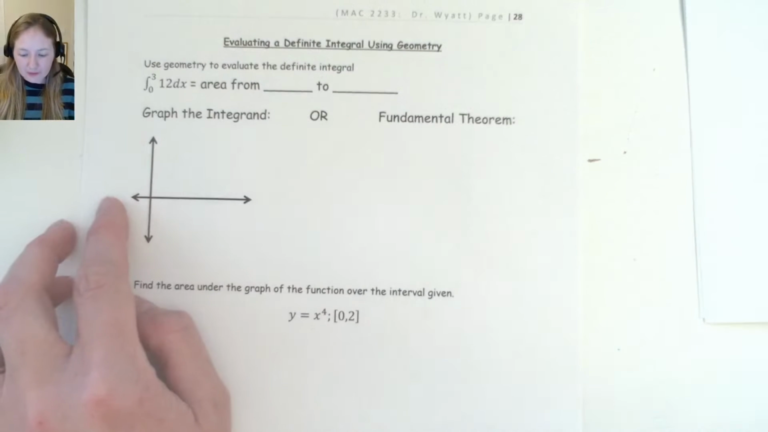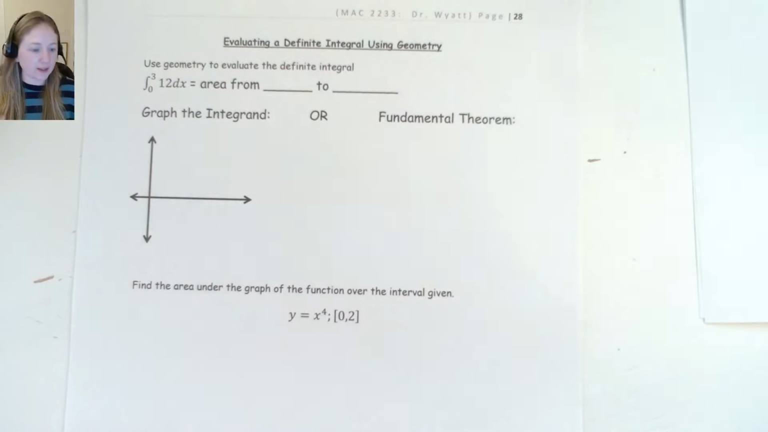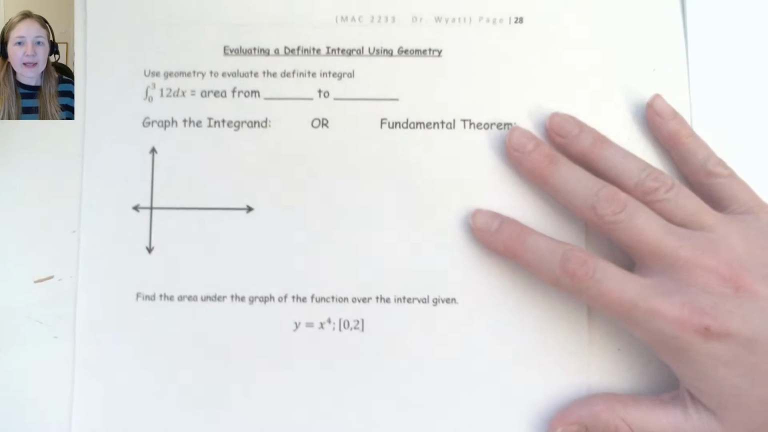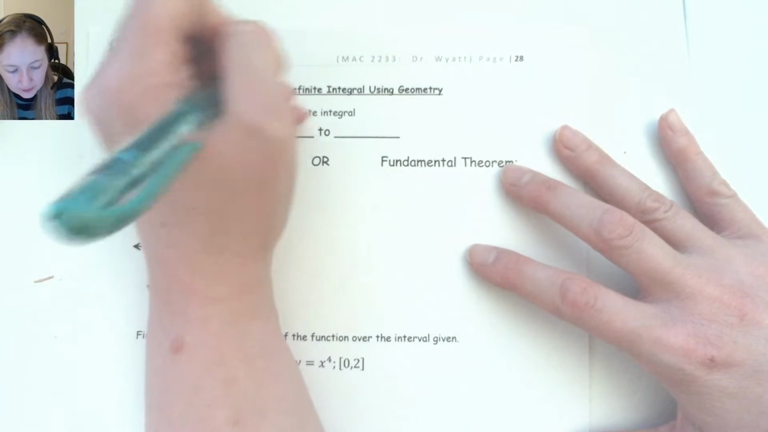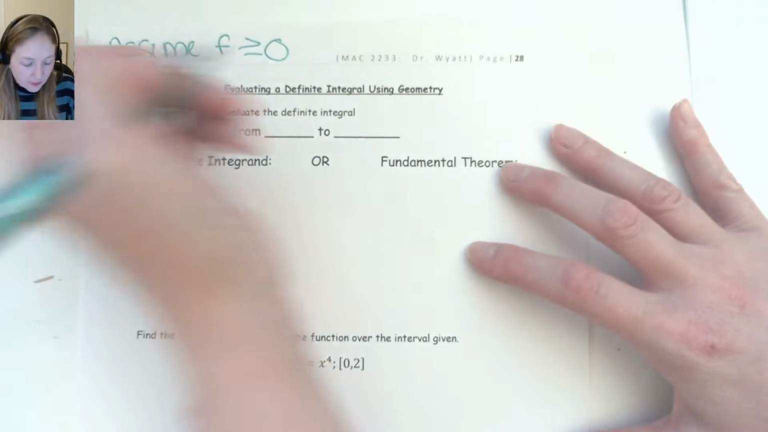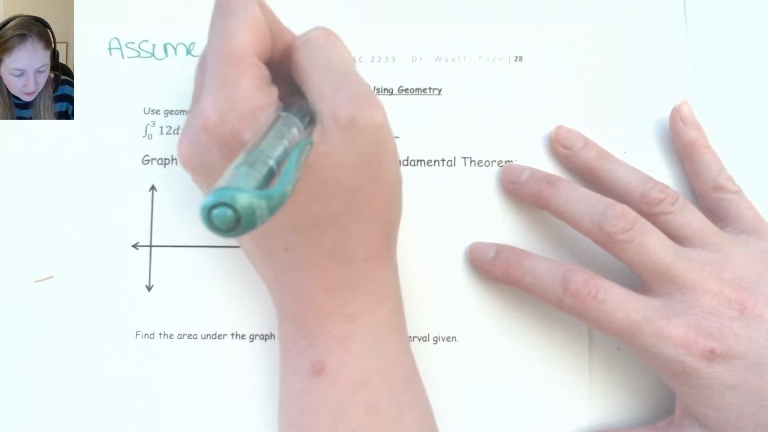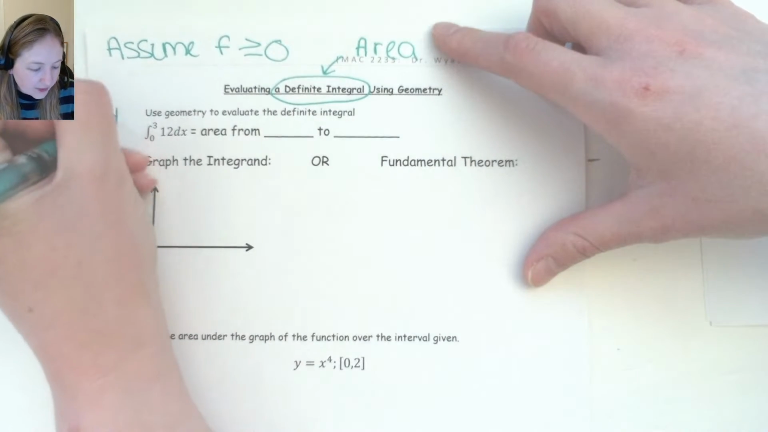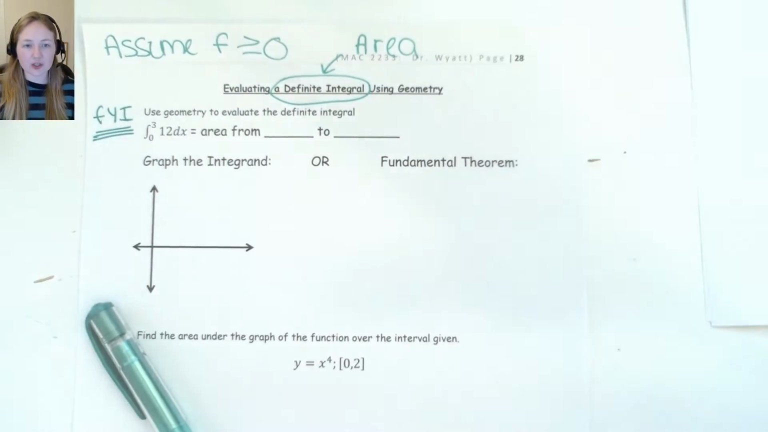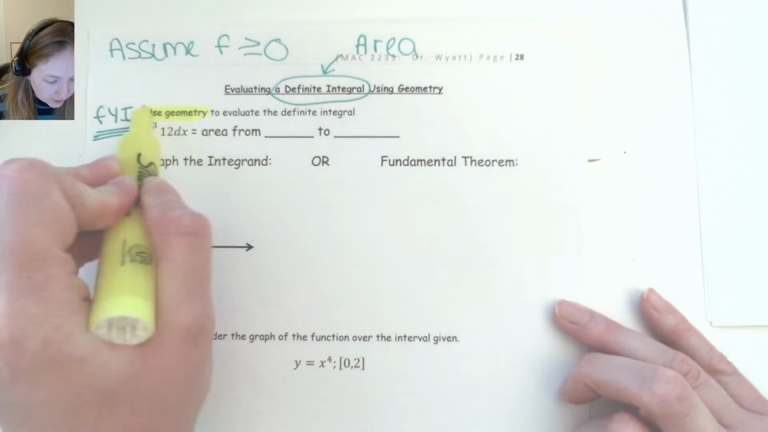All right, so remember that the definite integral represents the net area under the curve. In this class, we are assuming that these functions are always greater than or equal to 0. And so if you make that assumption, then this definite integral represents the area under the curve. Now, this is totally a for your information. You're not going to see something like this on the test where it says use geometry.